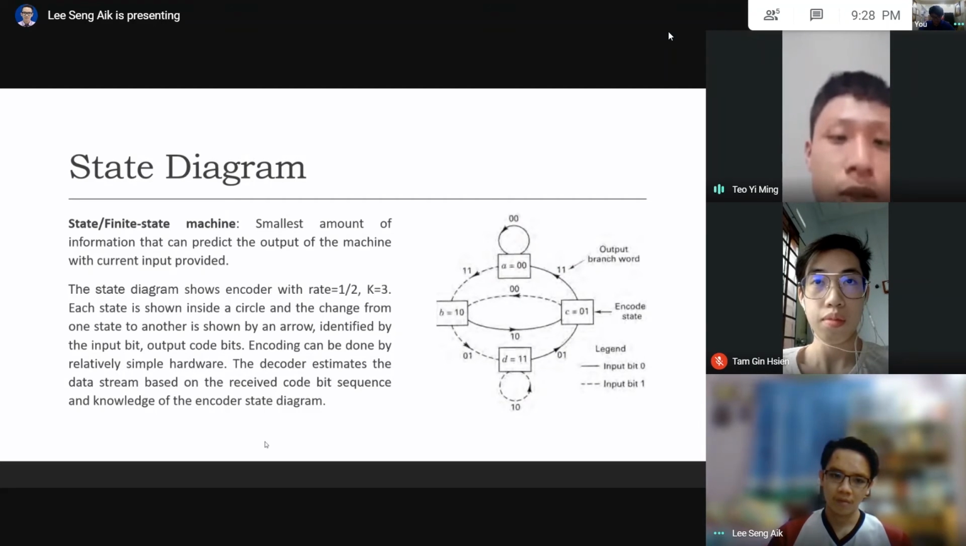Each state is shown inside a circle, and the change from one state to another is shown by an arrow, identified by the input bit and output code bits. Encoding can be done by relatively simple hardware. The decoder estimates the data string based on the received code bit sequence and knowledge of the encoder state diagram.